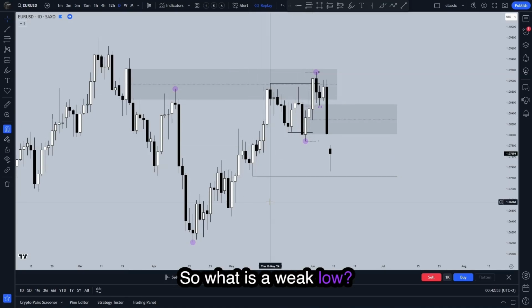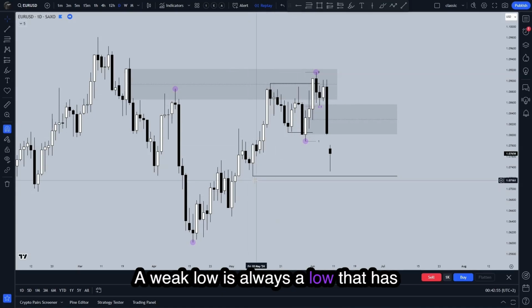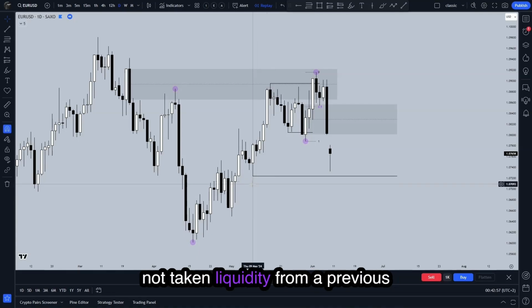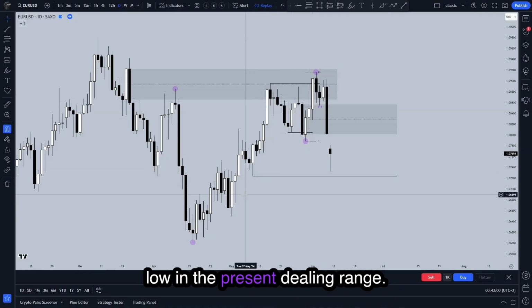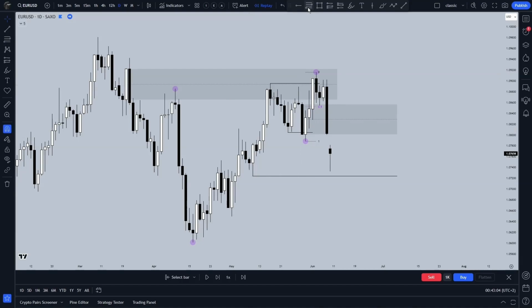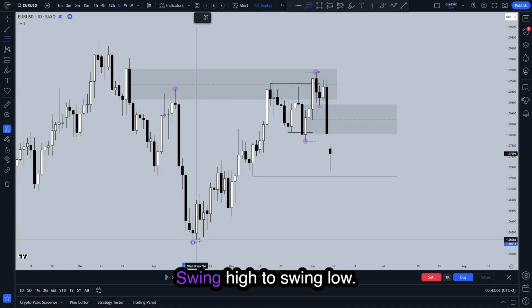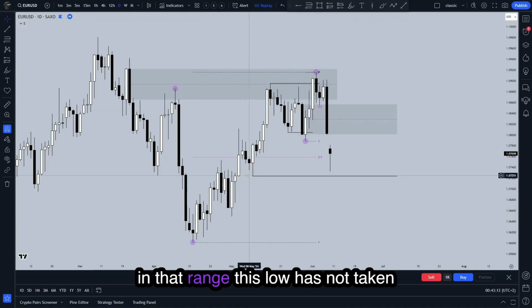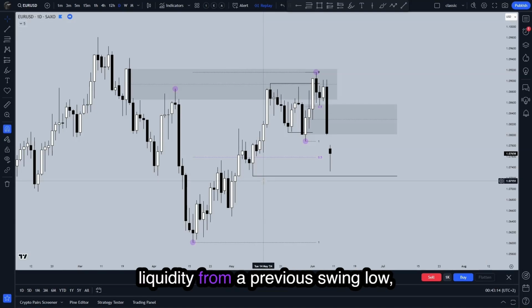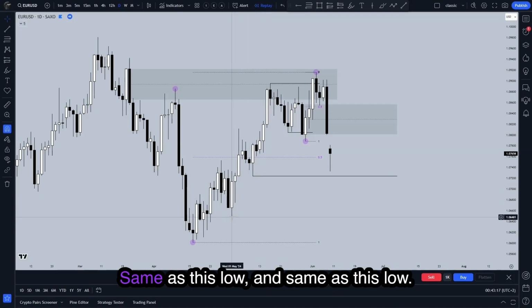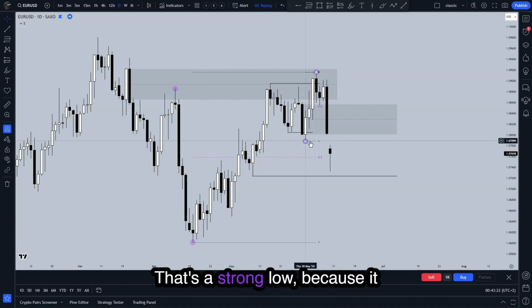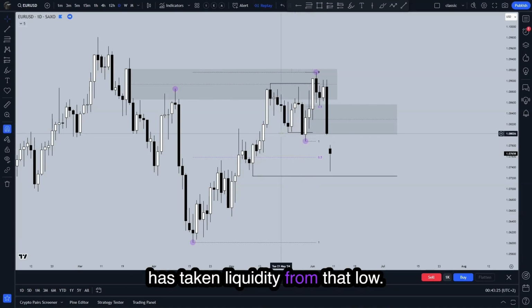So what is a weak low? A weak low is always a low that has not taken liquidity from a previous low in the present dealing range, swing high to swing low. In that range, this low has not taken liquidity from a previous swing low, same as this low and same as this low. That's a strong low because it has taken liquidity from that low.